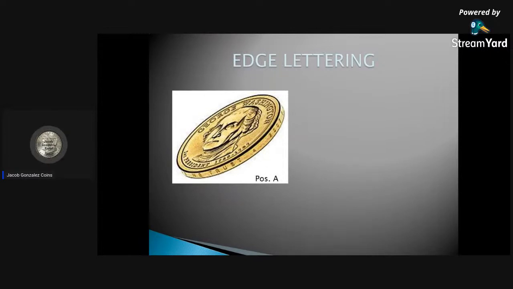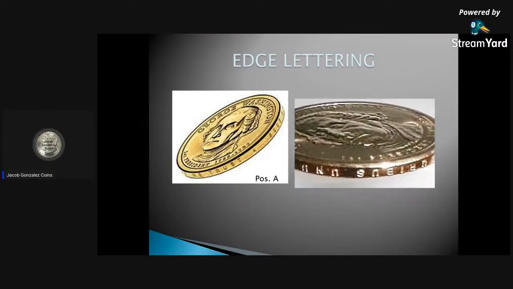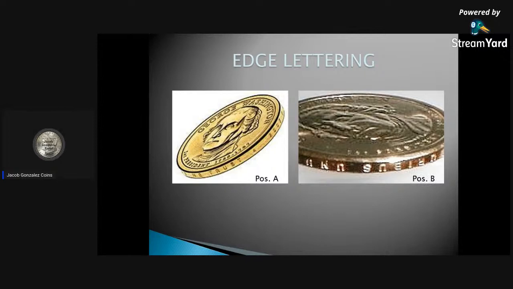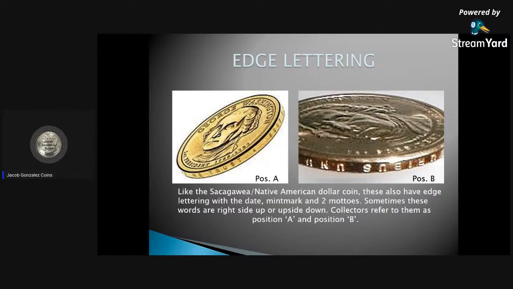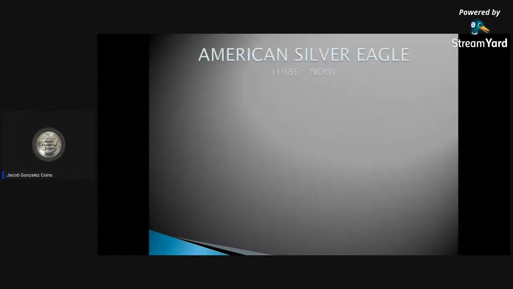The edged lettering. So those are the edge lettering on the coins. There's a position A and position B. You see how it's going from left to right, and this one's going from right to left. It's just a different position of the mint mark, like the Sacagawea / Native American dollar coins. These also have an edge lettering with the date, mint mark, and two mottos. Sometimes these words are right side up or right side down. Collectors refer to them as position A and position B.